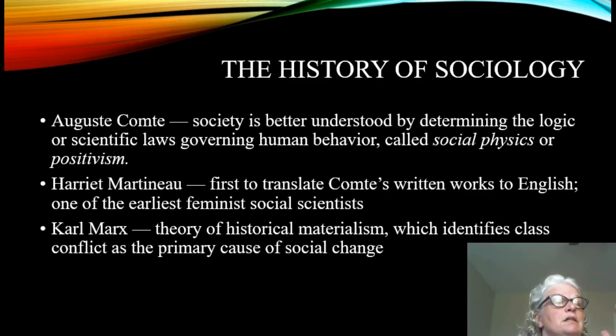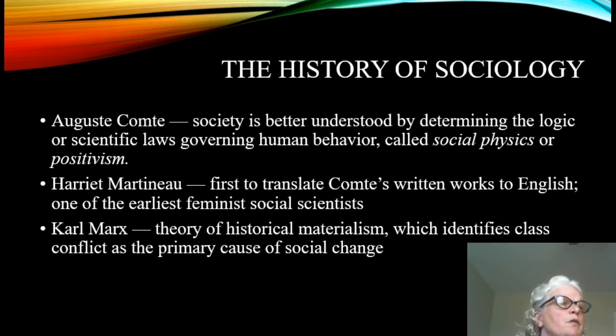Auguste Comte said society is better understood by determining the logic or the scientific laws governing human behavior. And he called it social physics or positivism. Other sociologists that followed, in looking at sociology, we can look at Harriet Martineau, who was the first to translate Comte's work into English and was one of the earliest feminist social scientists.